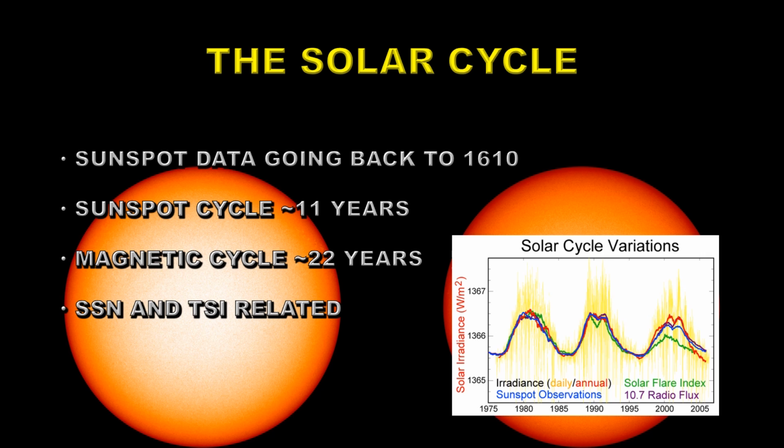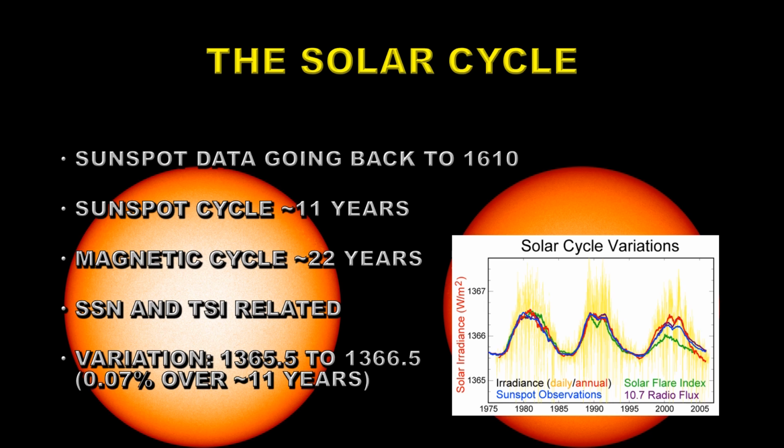Sunspot number and total solar irradiance are related. You can see them here in this particular plot on the right. The variation in total solar irradiance is approximately from 1365.5 to 1366.5, which is an overall variation of about 0.1%. This is a very small amount of variation, and the sun is a very, very weak variable star.